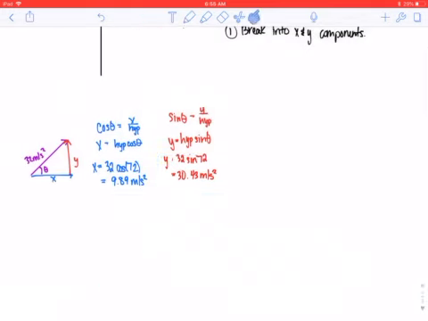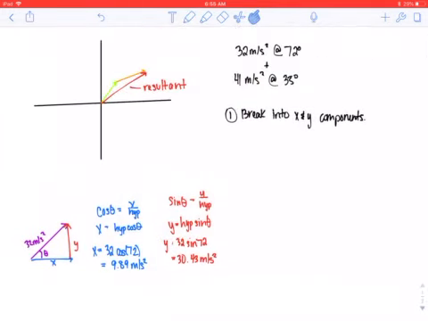So what we did is we just broke the first vector up into its x and y components. I want you to go ahead and pause the video and break our second vector up into these components. When you're ready, hit play.